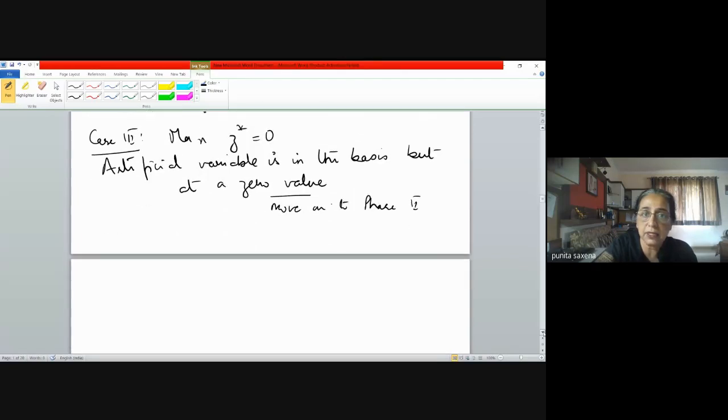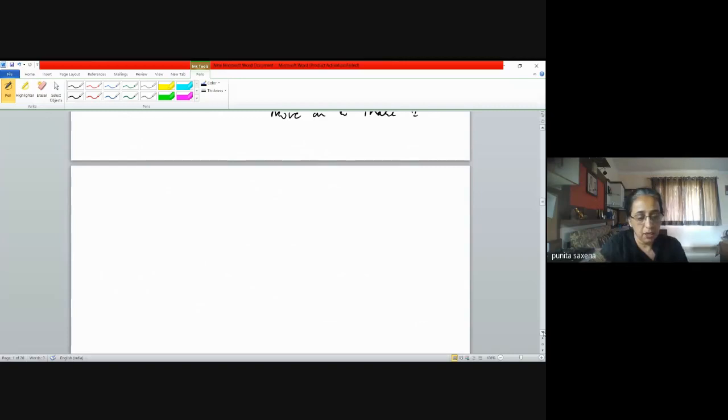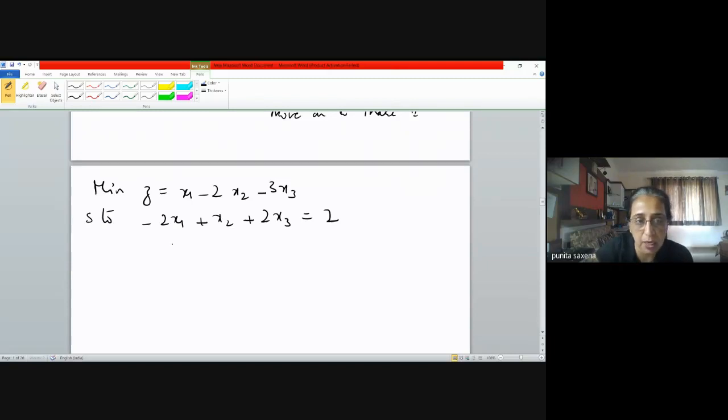Okay. Now let's just try this problem. Say, supposing you have to minimize, again I'm taking a minimization problem, minimize z equal to x1 minus 2x2 minus 3x3 subject to minus 2x1 plus x2 plus 2x3 equal to 2 and 2x1 plus 3x2 plus 2x3 equal to 1 with x1, x2, x3 more than or equal to 0. Okay. Now supposing we were to solve this problem.